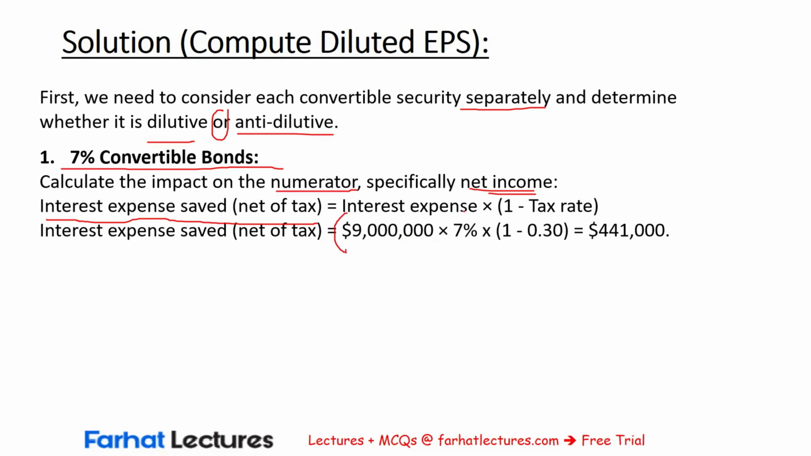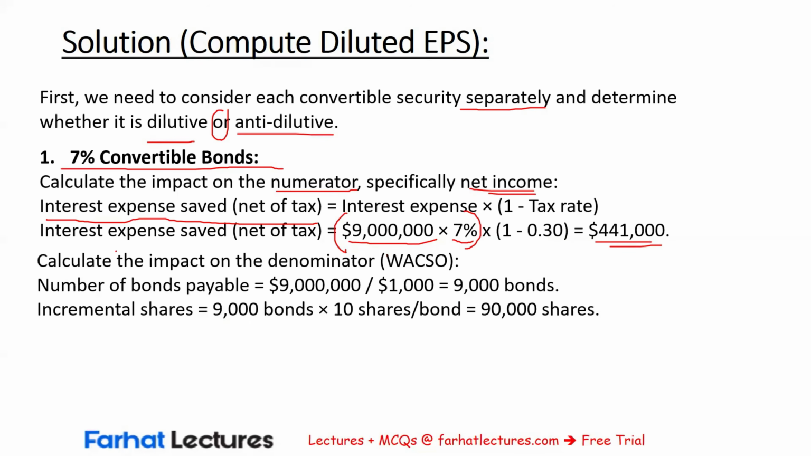First, we compute the interest expense by multiplying the total face value of 9 million by the interest rate of 7%, and then multiplying by 1 minus the tax rate. The tax rate is 30%, so we multiply by 1 minus 0.3, and the interest expense saved net of tax is 441,000. That's the impact on the numerator. What about the impact on the denominator, the WACSO? To calculate the number of bonds payable, we can apply the rule of 3. For each bond, the face value is $1,000.